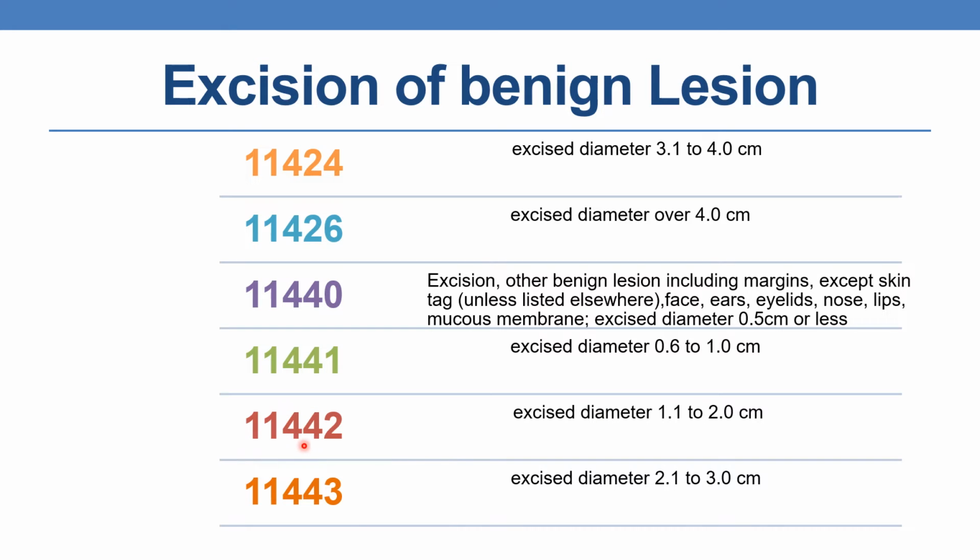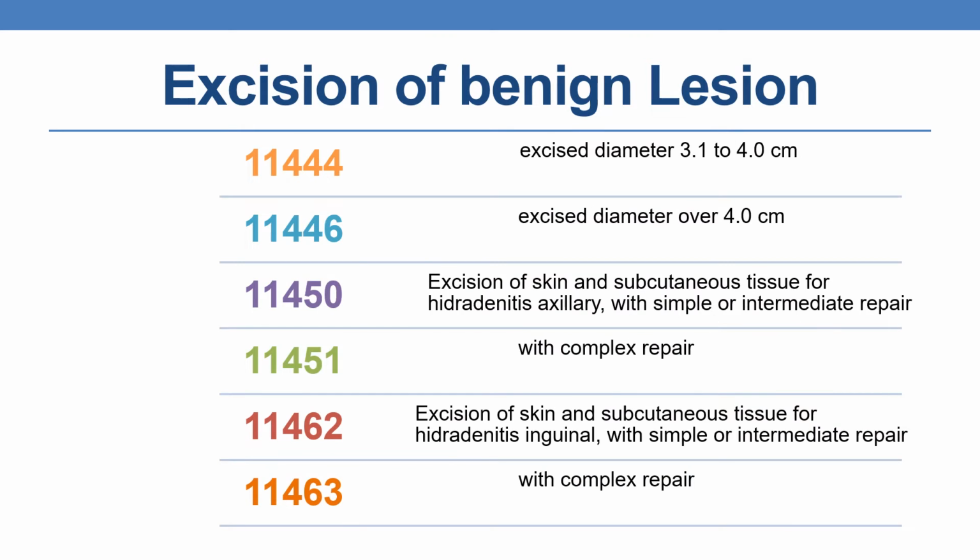The next is 11442. Here the fifth digit is 2. So the excised diameter is 1.1 to 2 centimeters. The next is 11443. Here the excised diameter is 2.1 to 3 centimeters. The next is 11444. Here the fifth digit is 4. The excised diameter is 3.1 to 4 centimeters. The next is 11446. The excised diameter is over 4 centimeters.